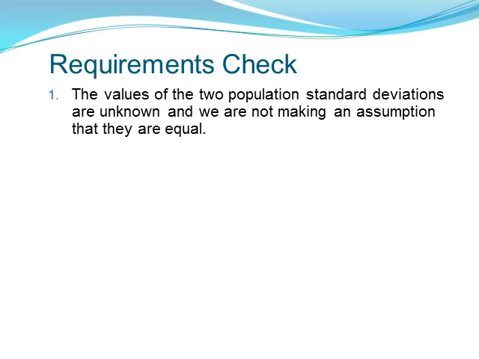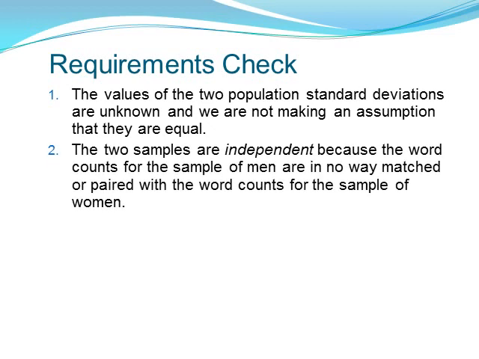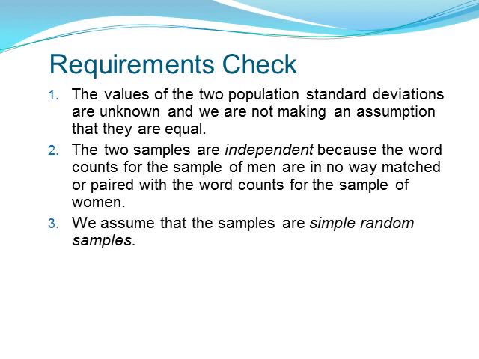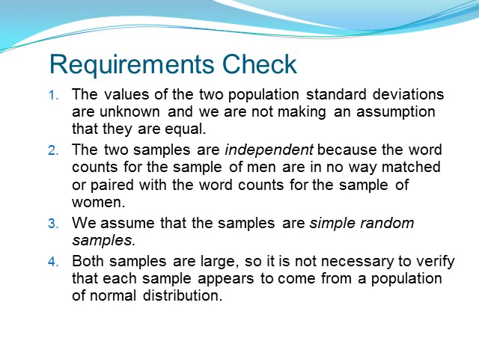So the requirements check is the same. Check to make sure that the values of the two population standard deviations are unknown, and we're assuming that they're not equal. And the two samples are independent, and we assume that the samples are simple random. And both samples are large, so you have to make sure that they're either greater than 30 in size or that they're normally distributed. So the requirements for this are satisfied.